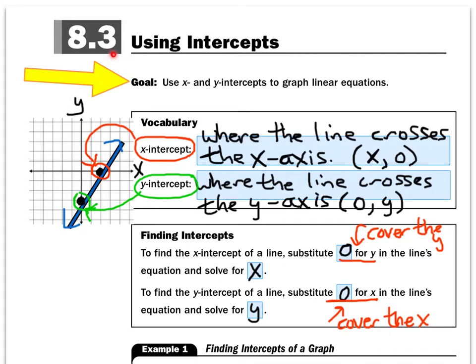Hello, you guys. Let's talk about Chapter 8, Lesson 3, using intercepts. So we're going to use the X and the Y-intercepts to graph the lines. Now you have to know what these are, okay?